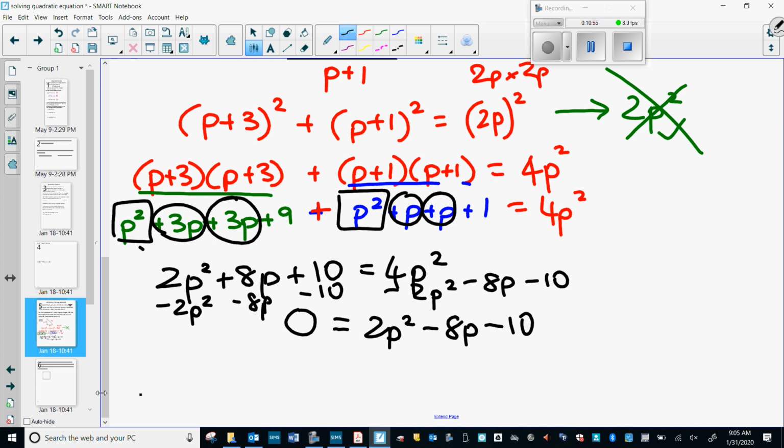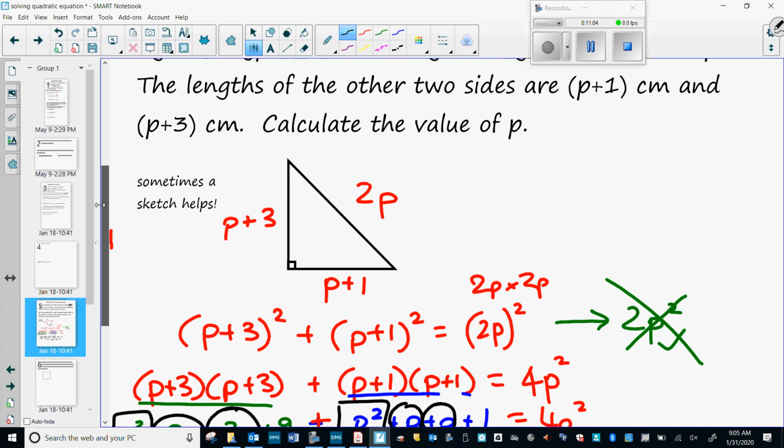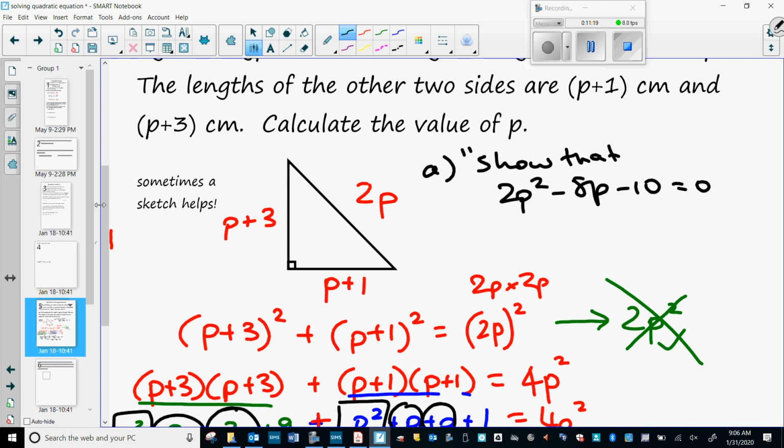So, let's just retreat back to what I was saying at the beginning. You may have had a question that said, part A would be, show that 2p squared minus, what was it? I don't know, it's a number. 8p minus 10 equals 0. Okay? So that could well have been the first question.